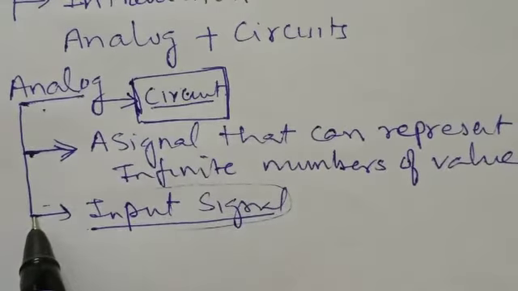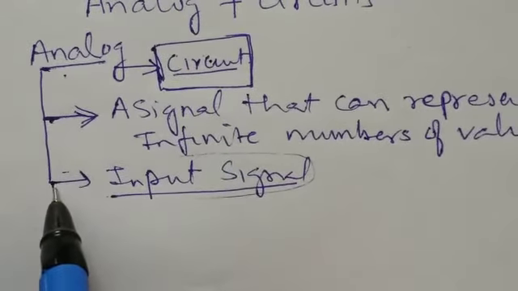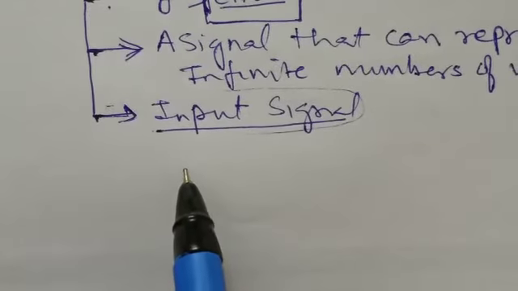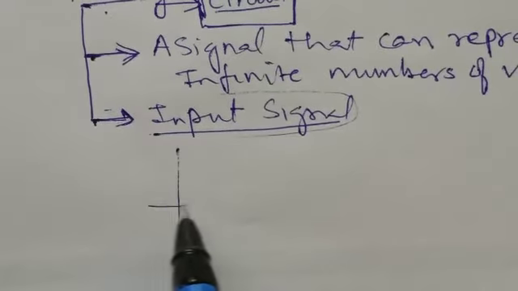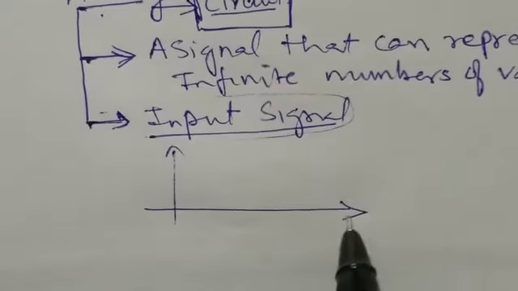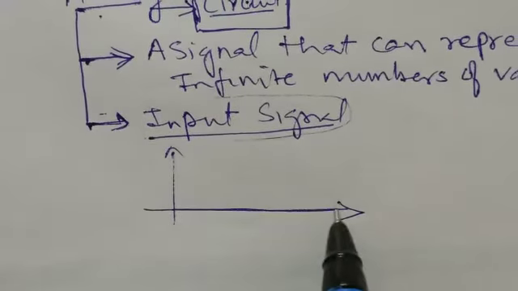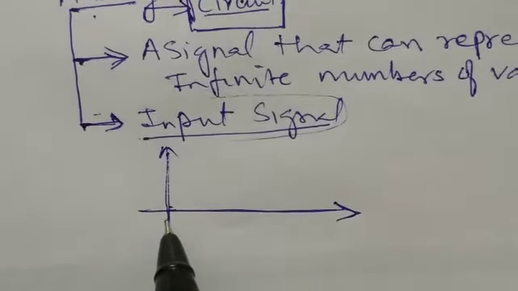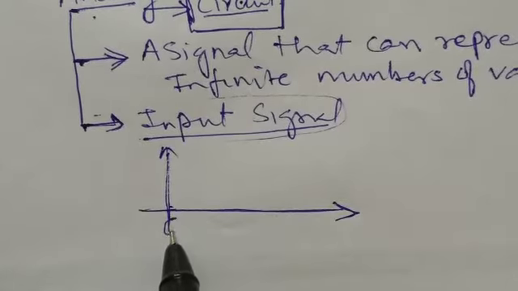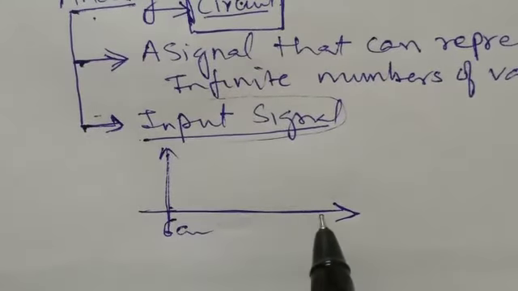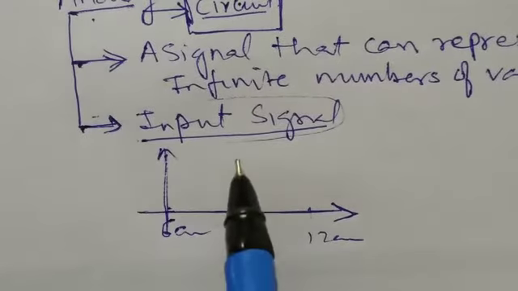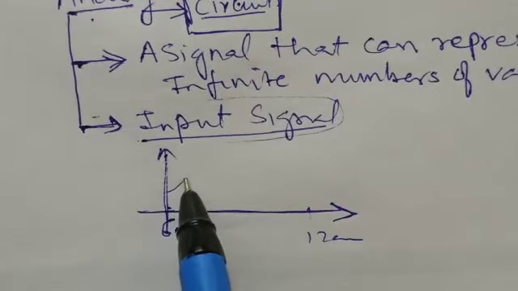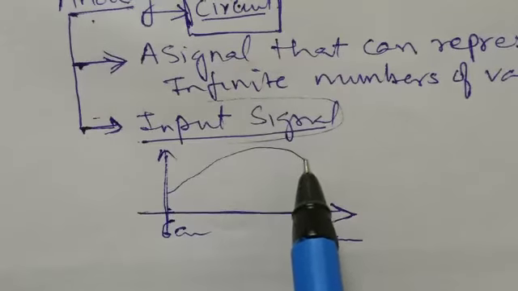So we can explain analog in a simpler way. Suppose we are measuring the temperature of a room at each and every moment from morning 6 a.m. to 12 a.m. and we represent temperatures with the help of a graph.